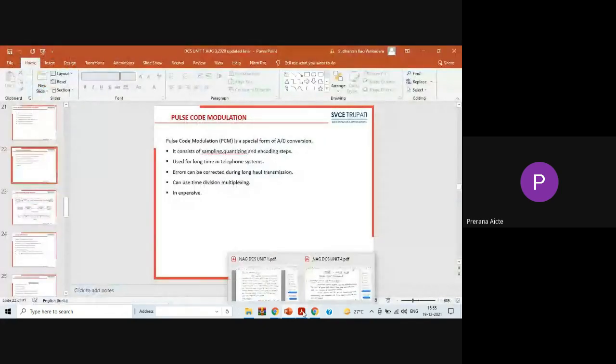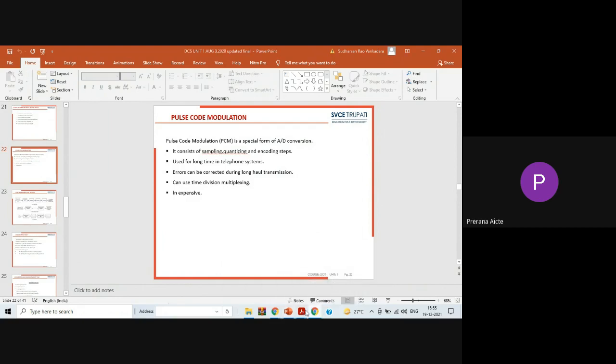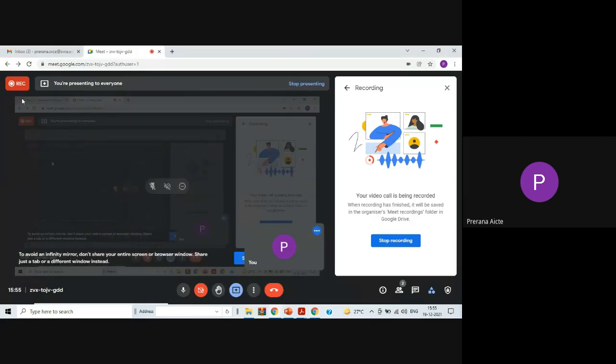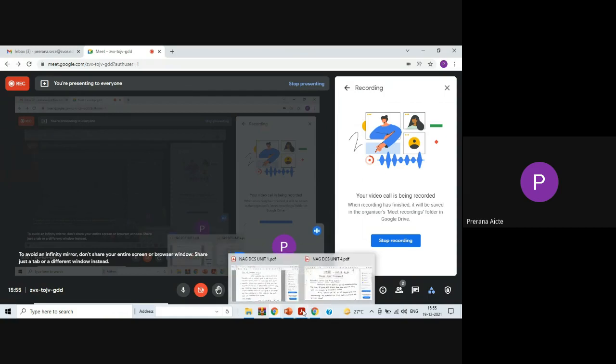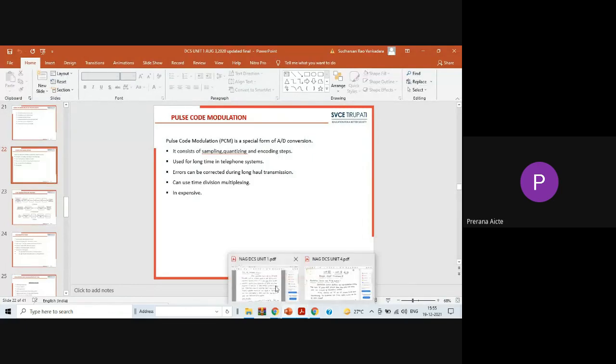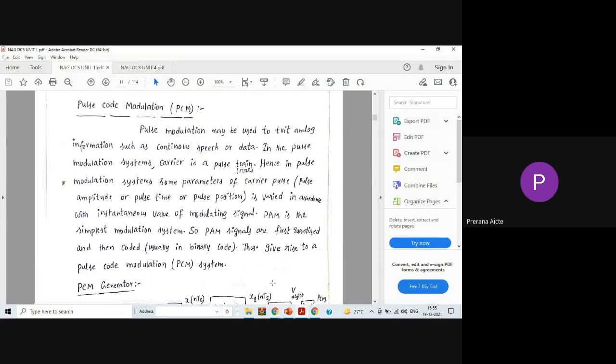Okay. Today we are going to discuss a digital communication technique. Under this, we are discussing pulse code modulation. First of all, what is meant by pulse code modulation? First, we'll define how you define pulse code modulation.